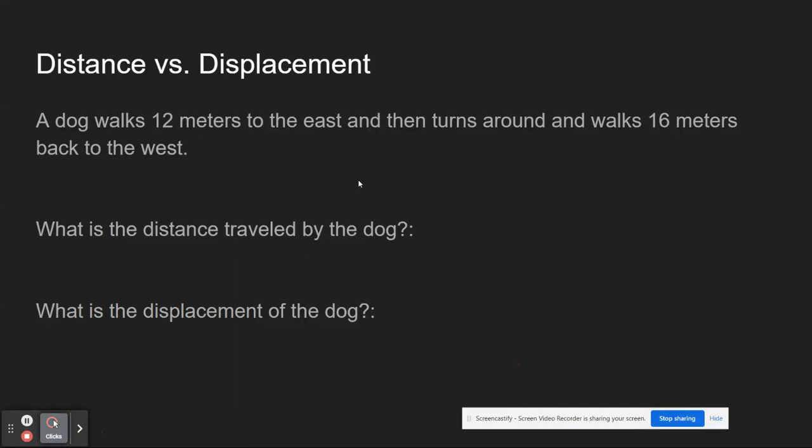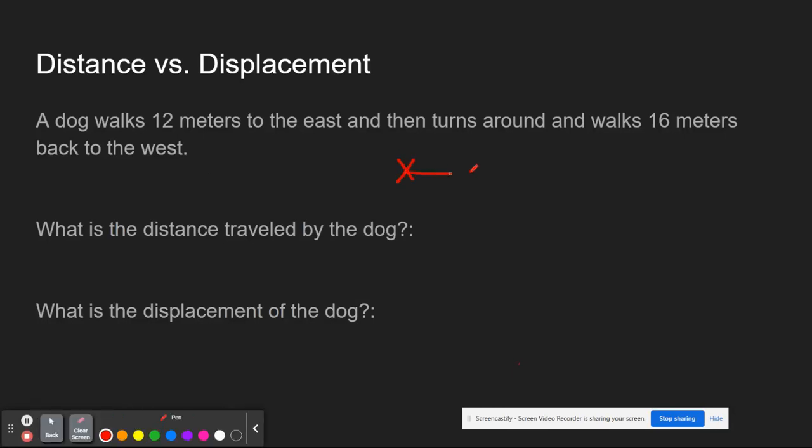Walk 16 meters. What's the distance traveled? Well, 12 plus 16, you just add those up. All right, it's 28. And then what is the displacement of the dog? Well, it went 12 east, turned around, went 16 west. So how far are they from their initial location?